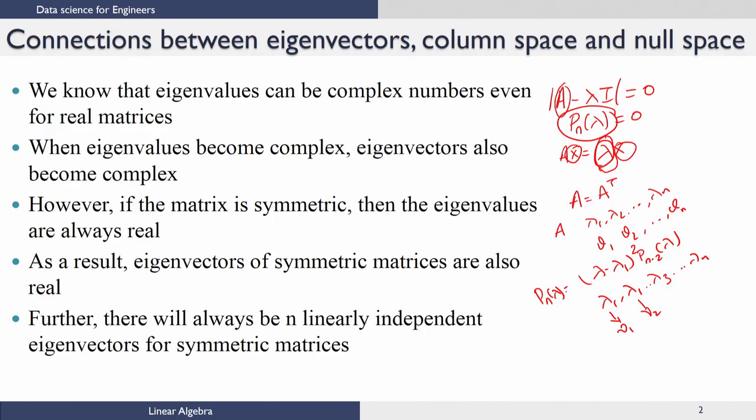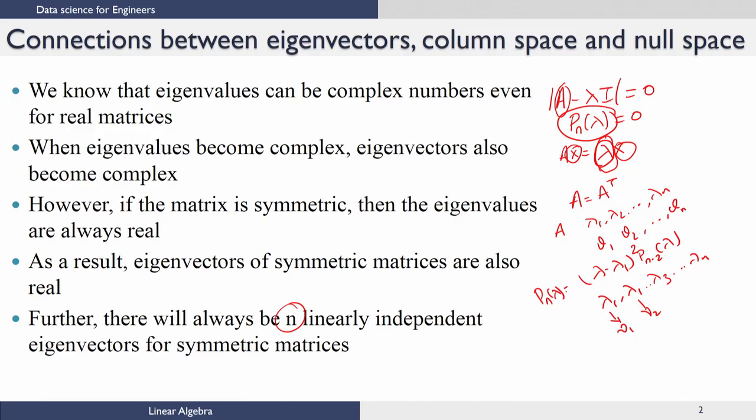So, finding n linearly independent eigenvectors is not always guaranteed for any general matrix, and we already know that eigenvectors could be complex for any general matrix. However, when we talk about symmetric matrices, we can say for sure that the eigenvalues would be real, the eigenvectors would be real. Further, we are always guaranteed that we will have n linearly independent eigenvectors for symmetric matrices. It does not matter how many times the eigenvalues get repeated.